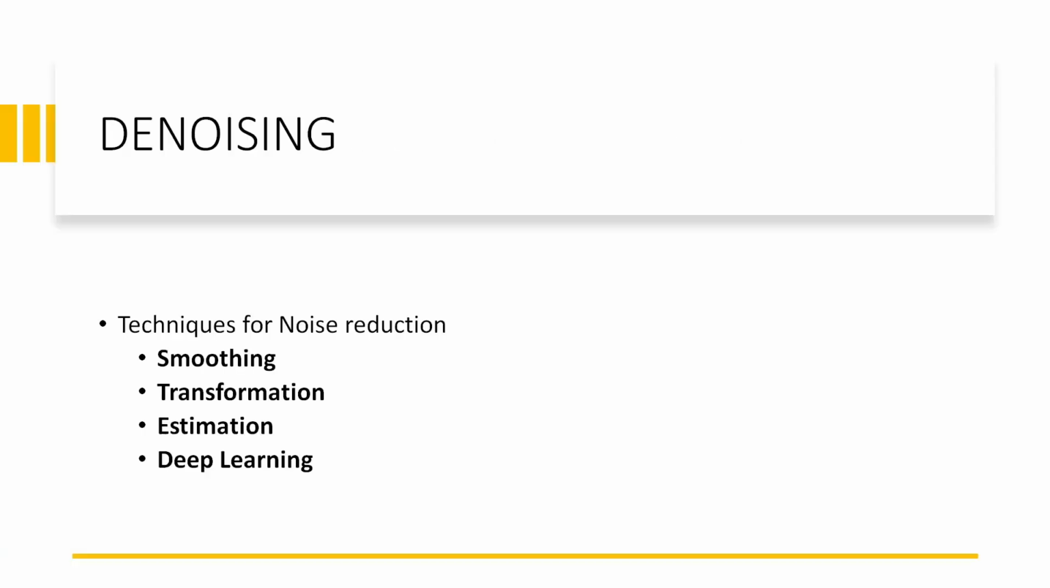Now let's talk about denoising. It is a technique for noise reduction. Here some techniques for noise reduction are given: first is smoothing, second is transformation, third is estimation, and fourth is deep learning.